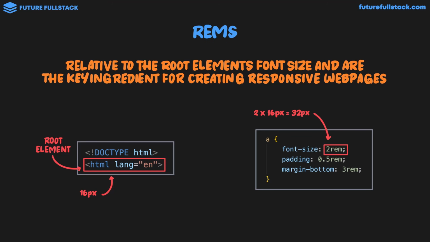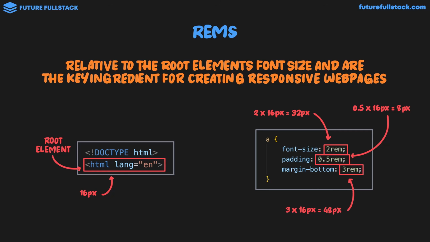We can also use rems on non-font size properties. So for example, the padding of this anchor tag is currently 0.5 rems, which would be equal to 0.5 times 16 pixels, or 8 pixels. Again, the 16 pixels is coming from the HTML root element, which has a default font size of 16 pixels. The last declaration, margin bottom, has a value of 3 rems. This is 3 times 16 pixels, which is 48 pixels.